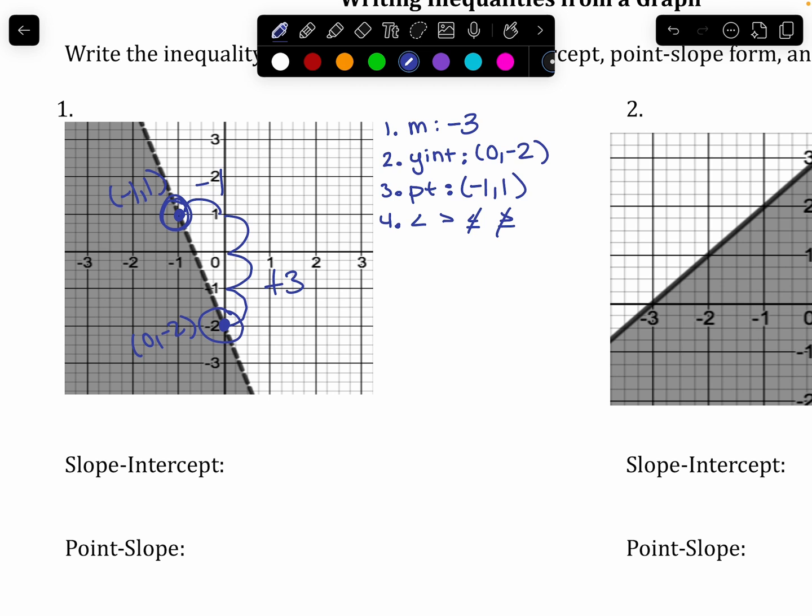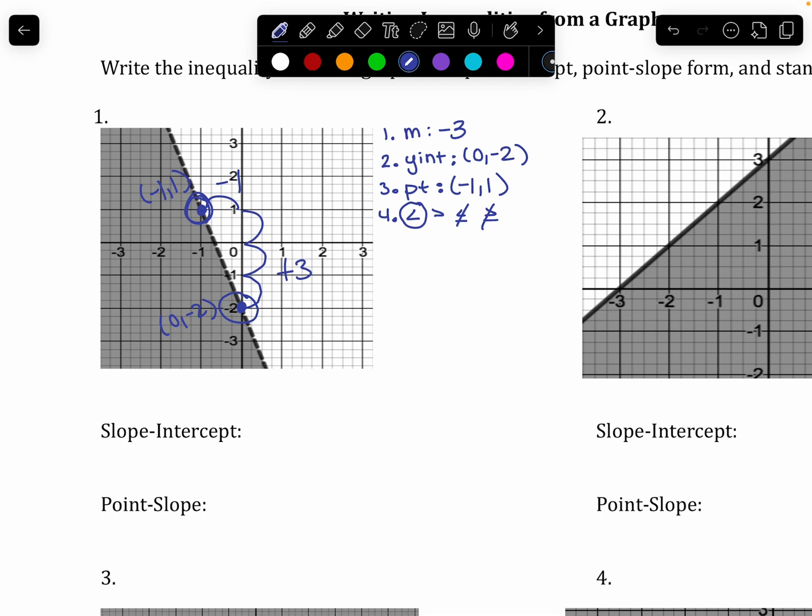Now the next thing I need to do is determine if I shaded below my line or above my line. Below my line means less than, above my line means greater than. And if you look at this, you shaded below your line, which is less than. So that is the inequality symbol that I am going to choose. Slope-intercept form is y equals mx plus b. So my slope-intercept will be y is less than negative 3x minus 2.